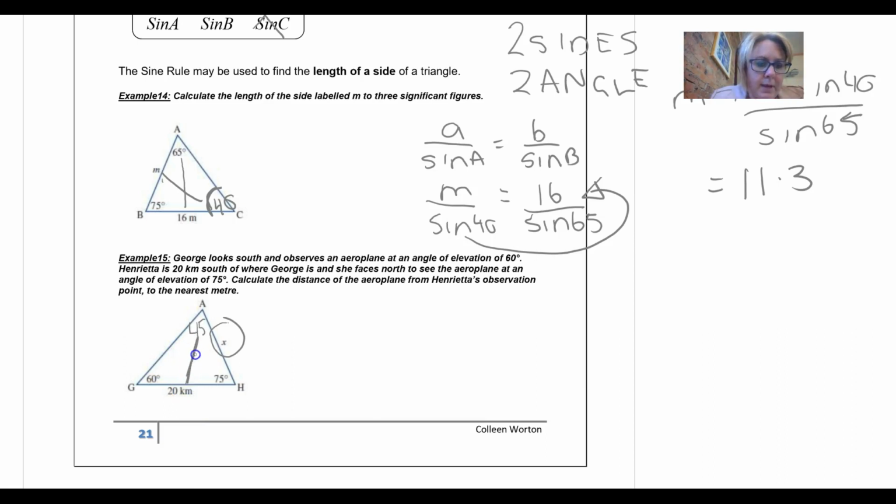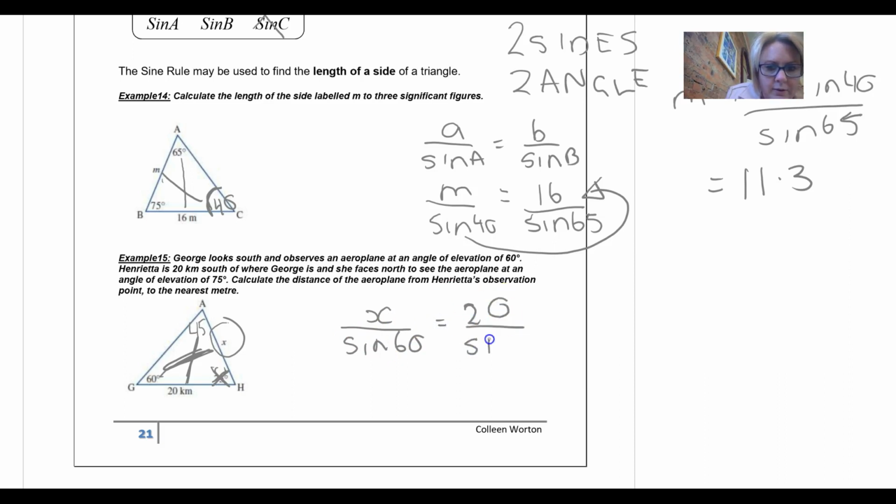That sort of helps me out to start with by working out the other angle. So I've got a pair here and I've got a pair here. So this angle I don't need. So x on sine 60 equals 20 on sine 45. Again, times it up. x is 20 sine 60 on sine 45. Let's see if I can get the answer right the first time.